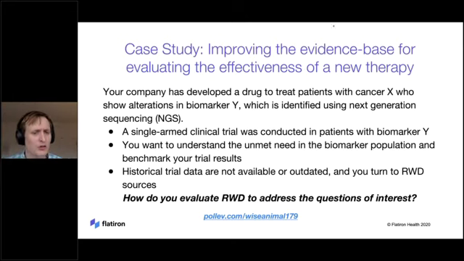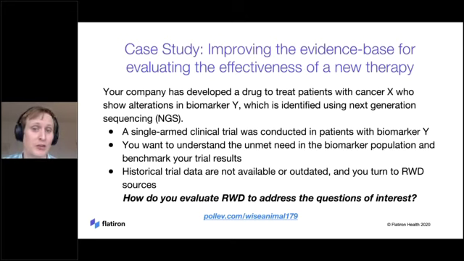So let's say that your company has developed a new drug that will treat patients with a certain cancer who show alterations with biomarker Y, we'll say, which is identified. It's not a standard of care biomarker, but it could be potentially identified using next generation sequencing. So you had conducted a single arm trial which was only with patients with this biomarker, but you're interested potentially for regulators or HTA submissions down the road to understand the unmet need of this population.